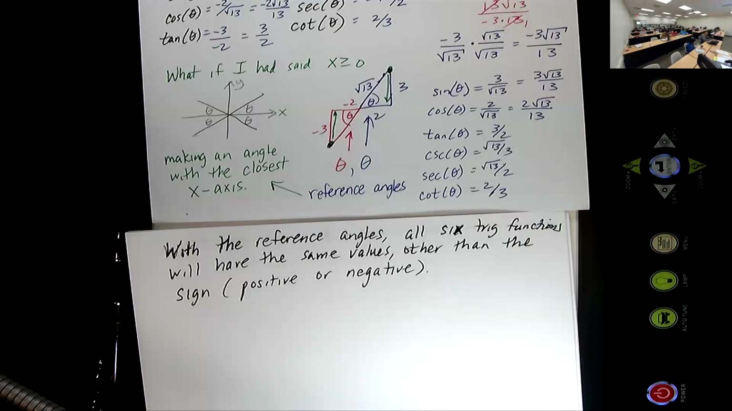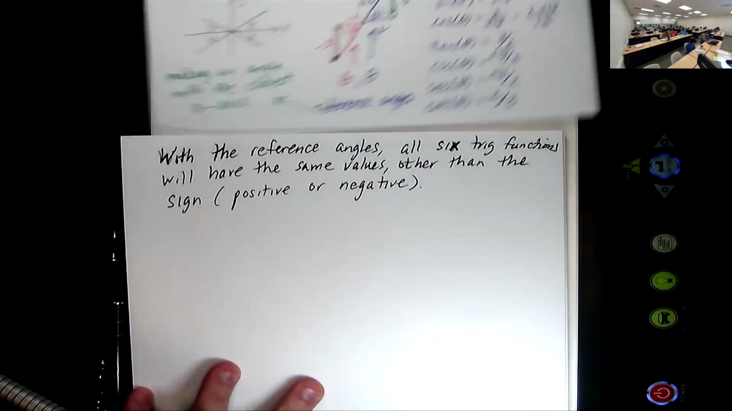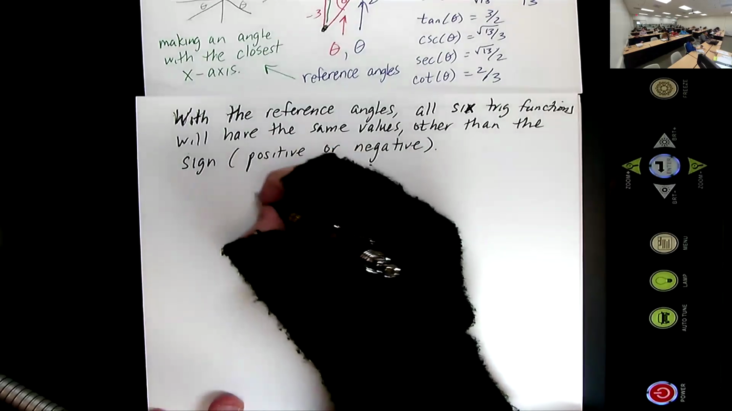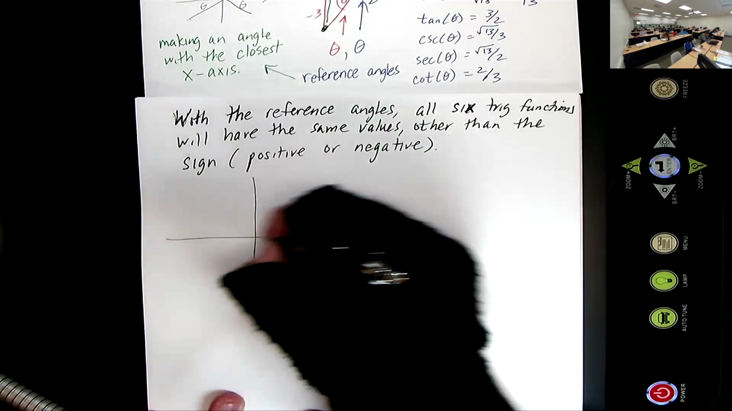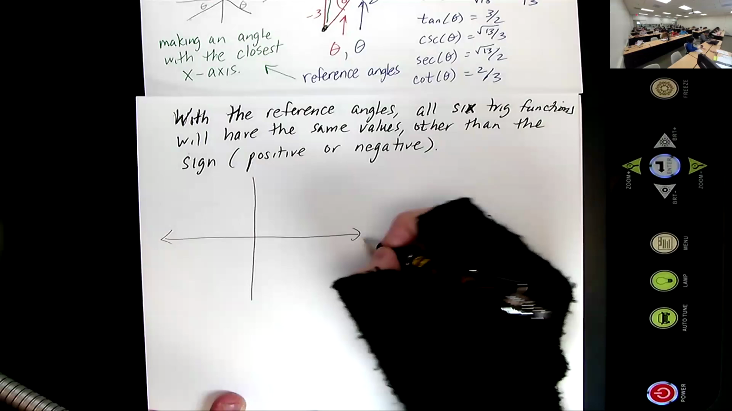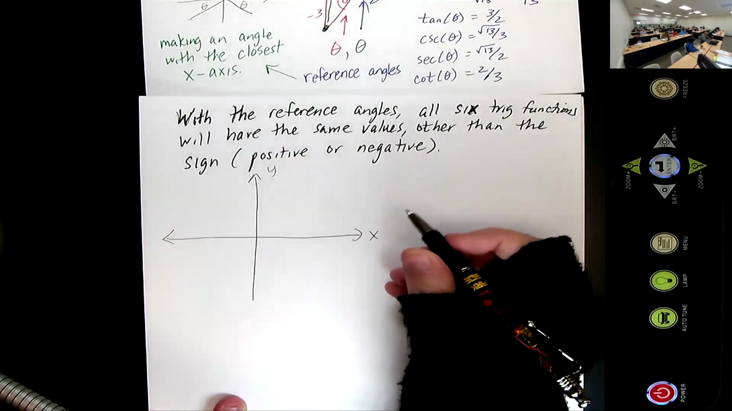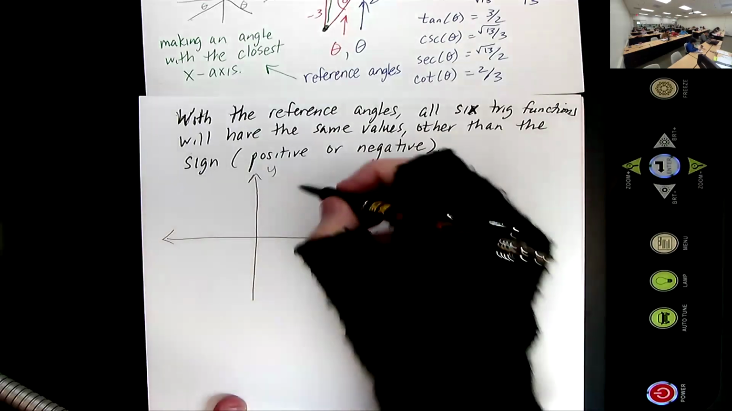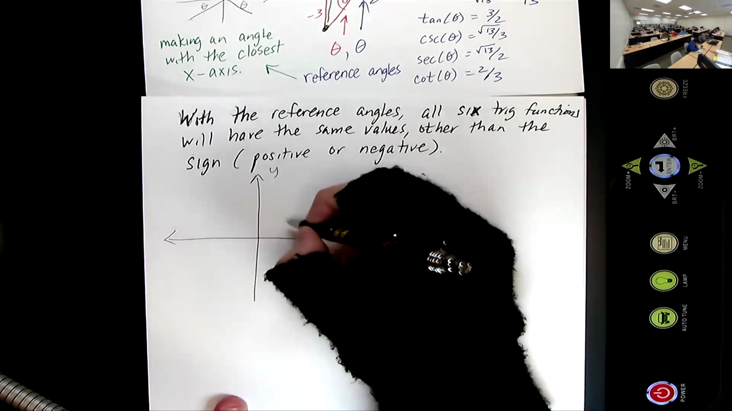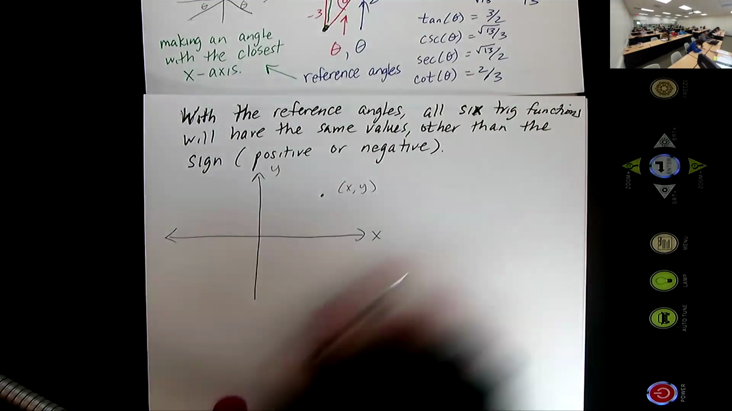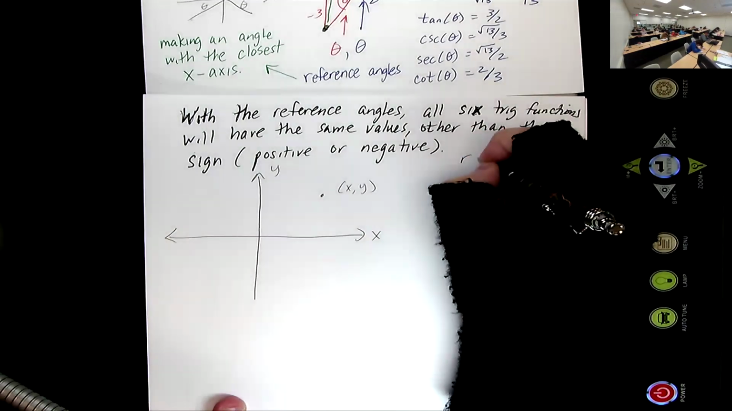So let's figure out what those signs are. Let's just make a table of them and a way to memorize them. So if I had some point over here, X, Y, both of them are positive. Remember, R is always positive.